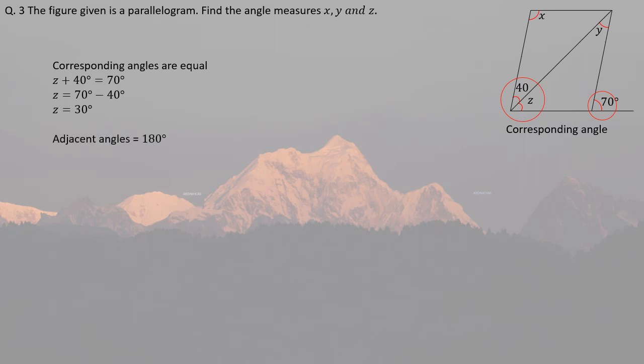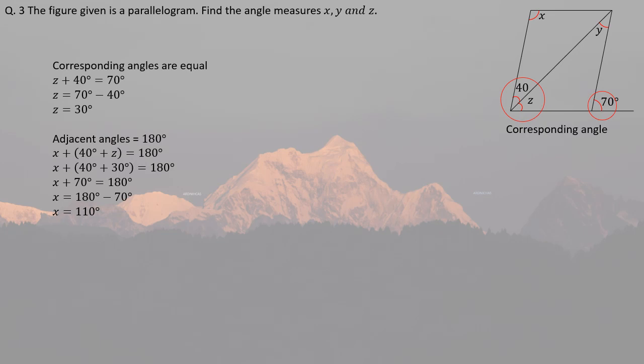We know that adjacent angles, when we add, become 180 degrees. So we'll take adjacent angles x plus 40 degrees plus z equals 180 degrees. We know the value of z as 30 degrees. So x plus 40 degrees plus 30 degrees equals 180 degrees, and 40 plus 30 is 70. So x plus 70 equals 180. We take 70 towards the right hand side. So x equals 180 minus 70, and 180 minus 70 is 110. So we found x to be 110 degrees.